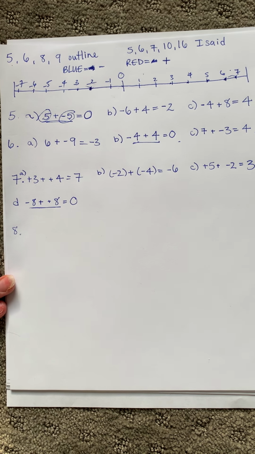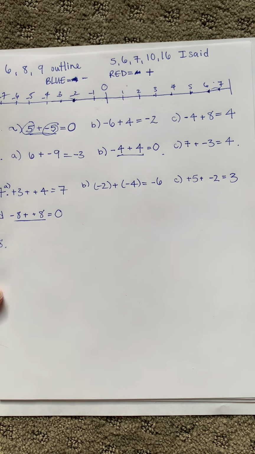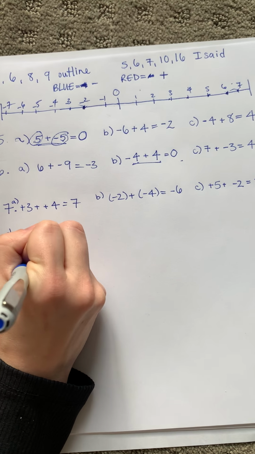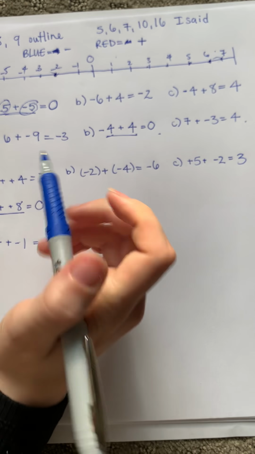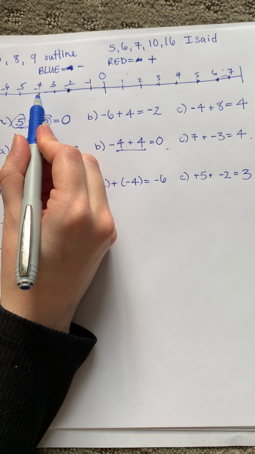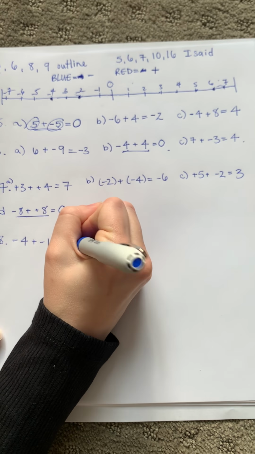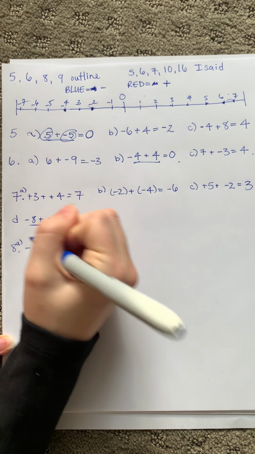So now we're on 8, which looks very similar to 7. Negative 4 plus negative 1. I'm going to add 1 to the left because it's a negative 1. That gets me to negative 5. That's 8A.